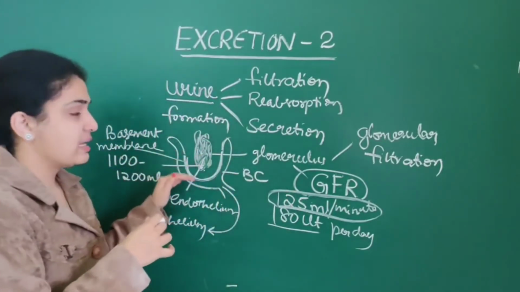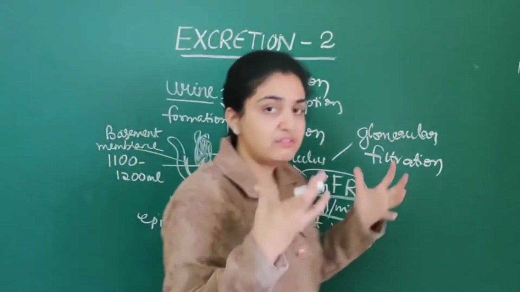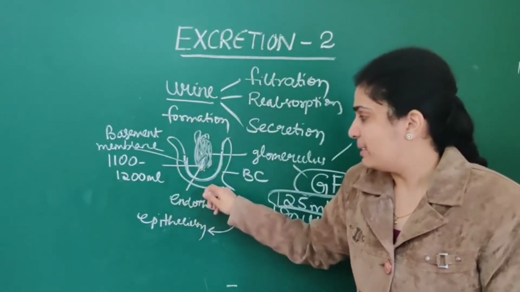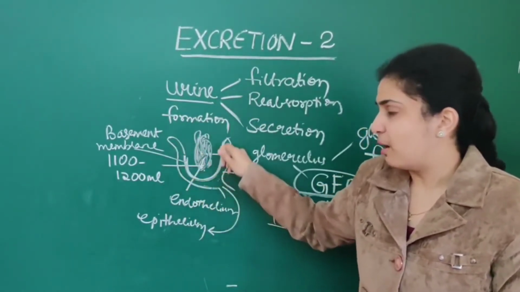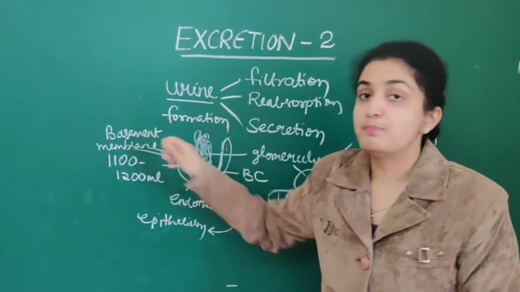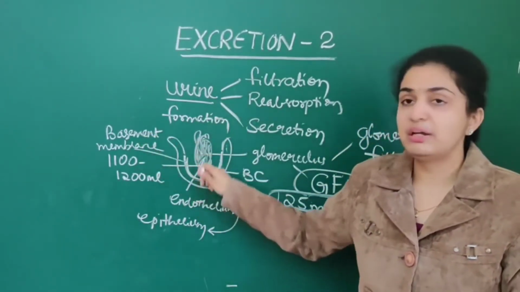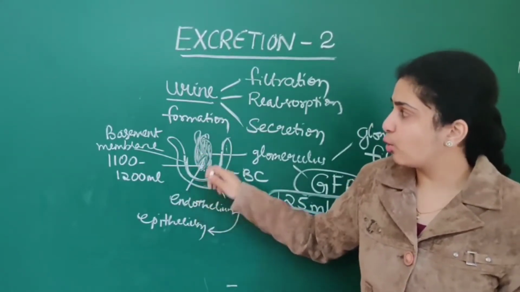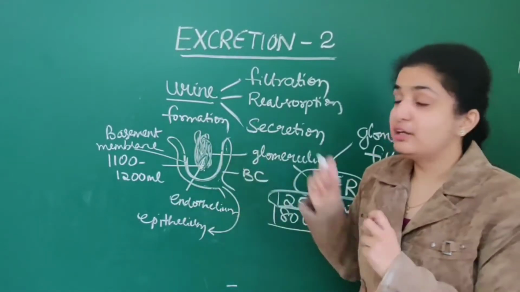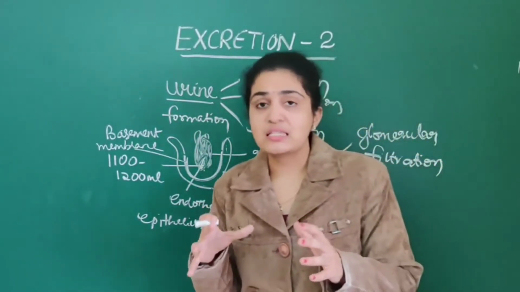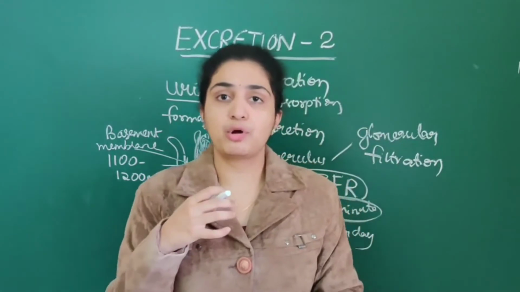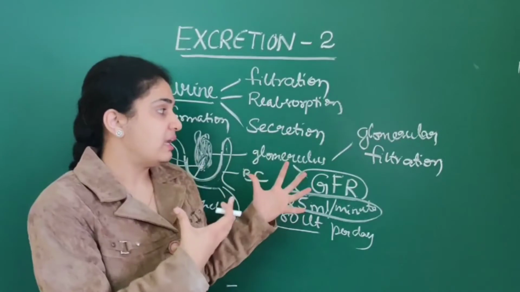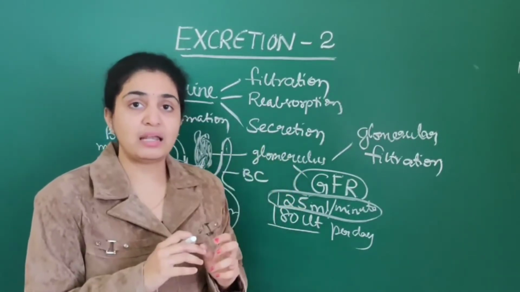Normally, the 3 layers which play an important role in filtration are the endothelium of glomerulus, the epithelium of the Bowman's capsule, as well as the basement membrane that is present in between these 2. These 3 layers play a very important role in this filtration process. As well as there is ultrafiltration process also. Whatever the electrolytes which we consume, their filtration will normally take place.